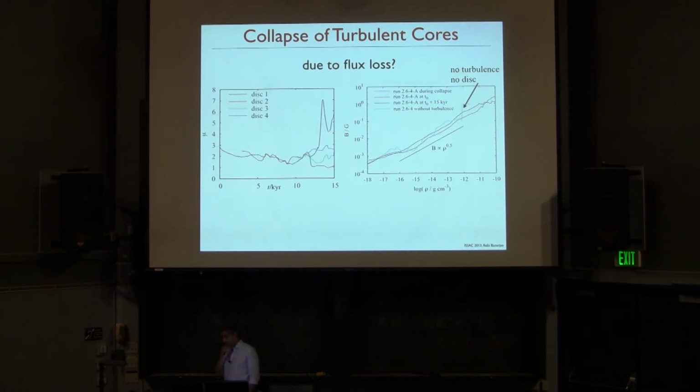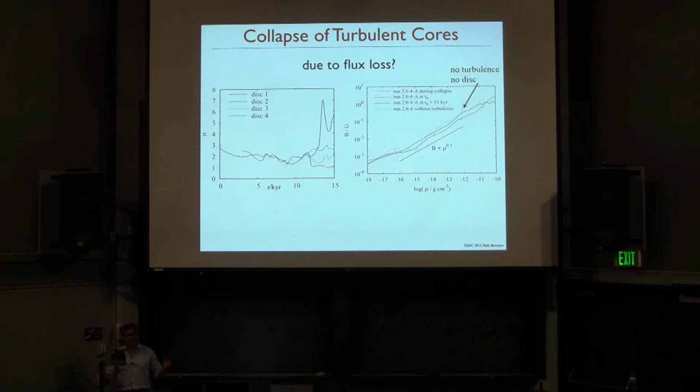And then, of course, you can ask yourself, what is the actual mechanism to form the disk? Is it flux loss or something else? So Daniel was looking at this quantity, the mass to flux ratio, and probed it over the evolution of the disk. And it turns out that, except for one case, it doesn't change much. This is measured on the scale of the disk size, about 200 AU.